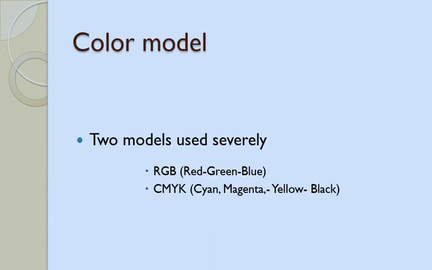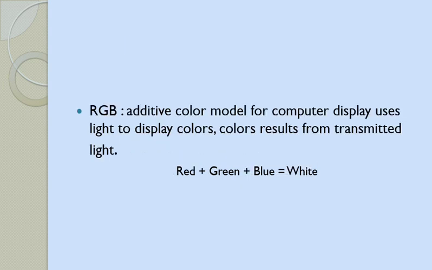There are several established color models used in computer graphics, but the two most common are the RGB model, which is red, green, blue, and the second one is the CMYK model, cyan, magenta, yellow, black. RGB is an additive color model, as I have already said. For computer displays, it uses light to display color. Color results from the transmitted light.